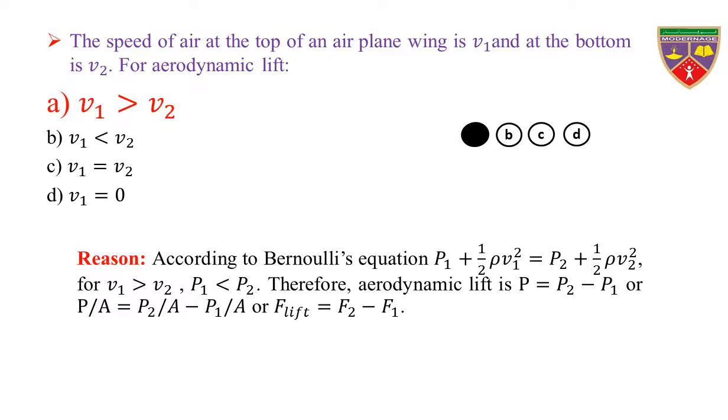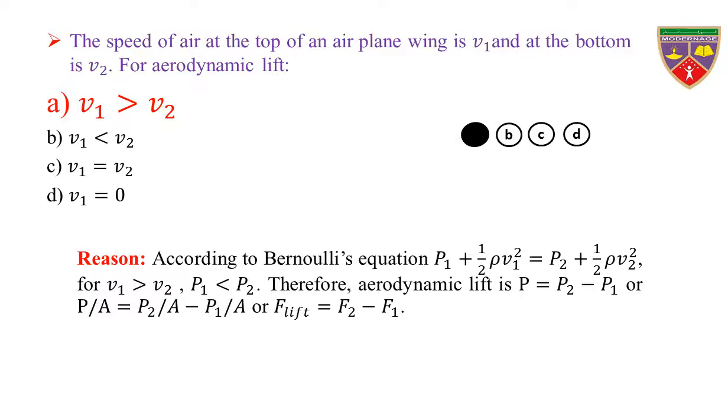Reason. According to Bernoulli's equation, P1 plus 1 by 2 rho V1 square is equal to P2 plus 1 by 2 rho V2 square, where P1 is the pressure at the top, P2 is the pressure below the wings, V1 is the speed at the top, and V2 is the speed below the wings. Rho is the density of air. For V1 greater than V2, P1 is less than P2.